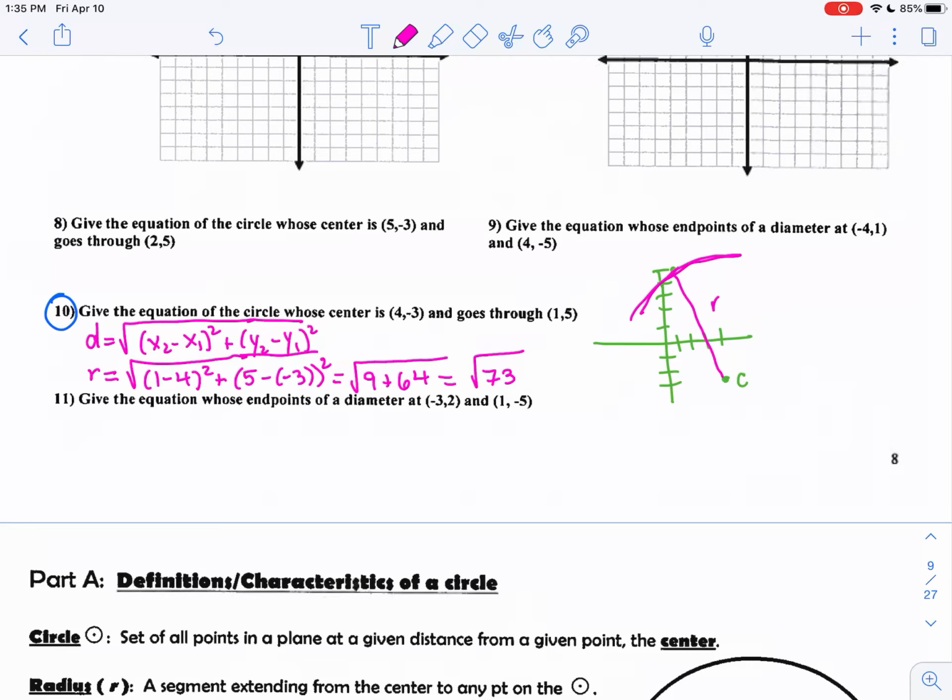So the equation of the circle would be, I'll write that above there, x minus h, where the center is h, k, so x minus 4 squared plus y minus -3 squared, or plus 3 squared, is equal to r squared. And r is the square root of 73. So if you square the square root of 73, you get just 73. This is the answer to number 10.